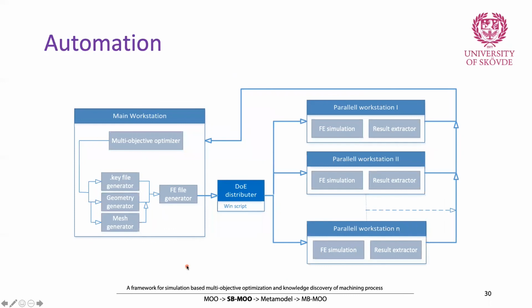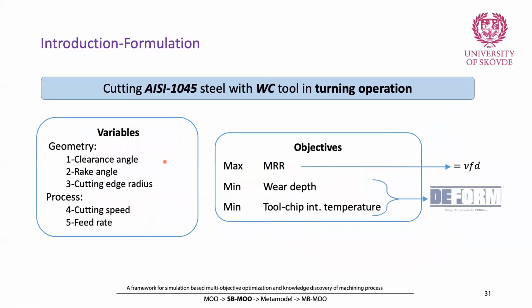And here you can see the automation part, where the distributor distributes finite element simulations to different parallel workstations. Each of them can run the simulation on its own. After they're finished, the results are automatically extracted, analyzed automatically, and sent back to the optimizer. And this loop continues until the optimization algorithm converges. In order to test this platform and see how we can perform finite element simulation-based multi-objective optimization on it, I used a case study.